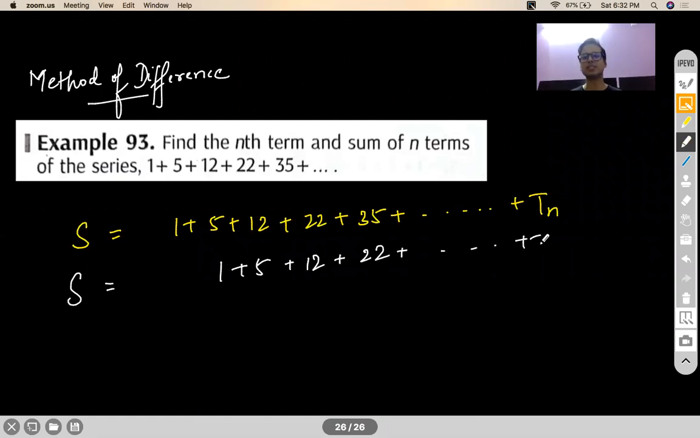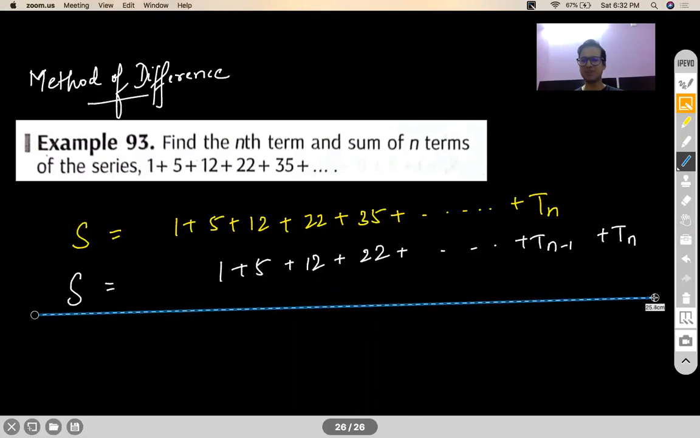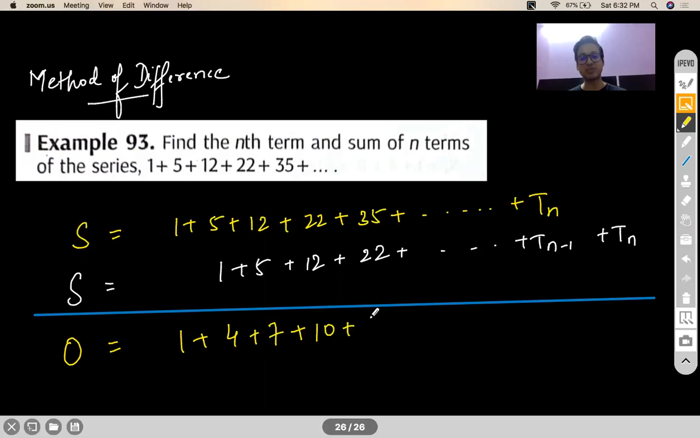Okay. So if you do that, this is what you're going to write. Correct? Let's take their difference. And because you do that, it is called the method of difference. Okay. So this gives you 1 plus 4 plus 7, this will give you a 10, this will give you a 13 and so on. This will give you a tn minus 1 minus tn.